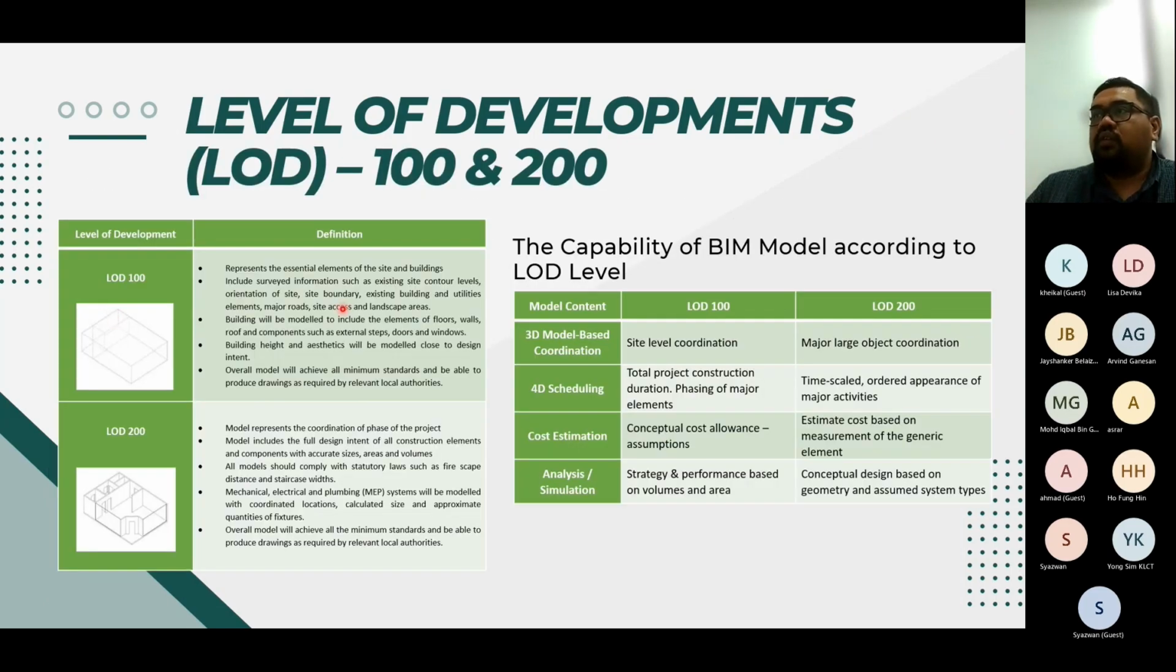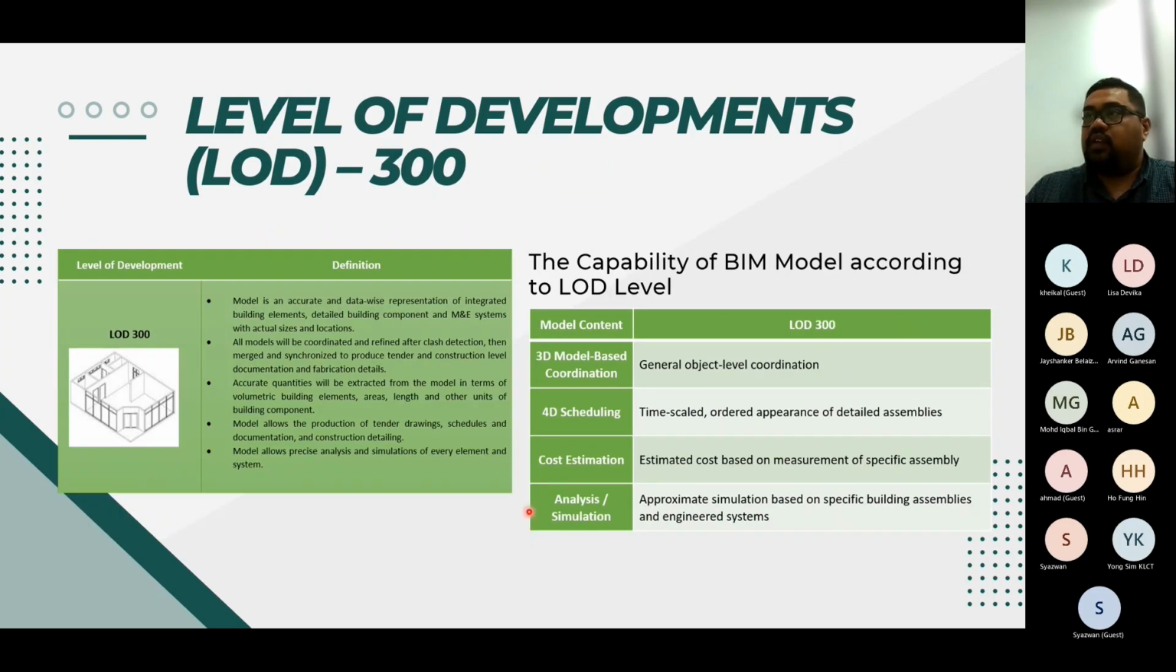Okay, so what can you benefit from this LOD? Here, LOD 100, basically the capability is, number one, site level coordination. LOD 200, major large object coordination. So basically we can use it for 4D phasing only, this one is time scale. For cost estimation it is assumptions, so it's high level. This one is based on generic elements, so we cannot perform any analysis or simulation. Okay, so here is a sample of the 100 and 200, as you can see. And then here is the LOD 300.